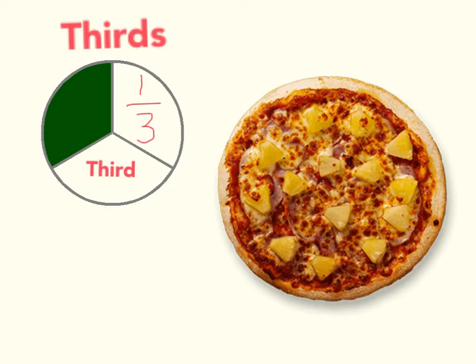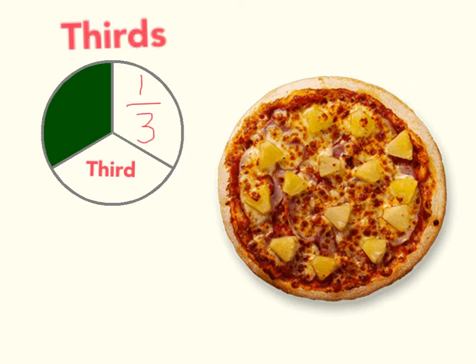Let's learn about thirds. This circle here, you will notice, has been divided into 3 equal parts. 1, 2, 3. So when a shape has been divided into 3 equal parts, it has been divided into thirds. Sometimes you may see the word third, or you may see this fraction here, 1/3. That means one part of those 3 pieces. That's 1/3.